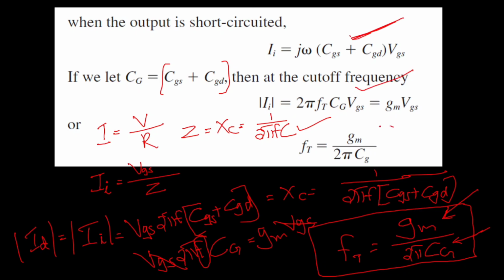Finally, the cutoff frequency can be represented as GM divided by 2 pi CG, where CG is a capital letter, and CG is equal to CGS plus CGD. So this is the frequency limiting factor of everything.